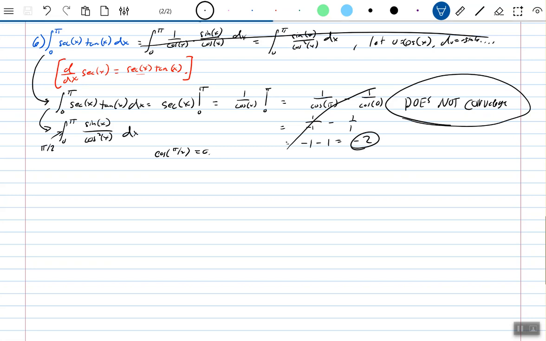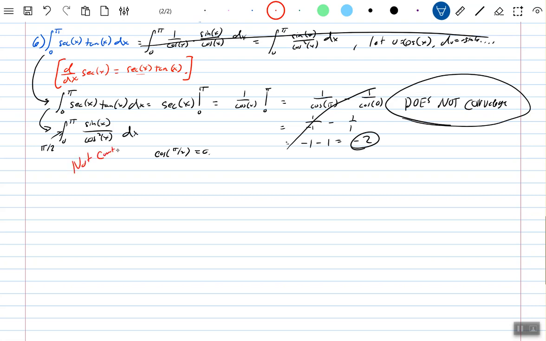So this function is not continuous on the interval 0 to pi. At pi over 2, this function breaks. There's a pole there. You can actually graph it. You should look at it sometime. Pull it up on Wolfram Alpha or the Desmos calculator or something like that and graph this. This integral does not converge because the function is not continuous on the interval.